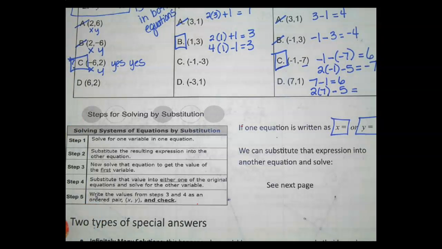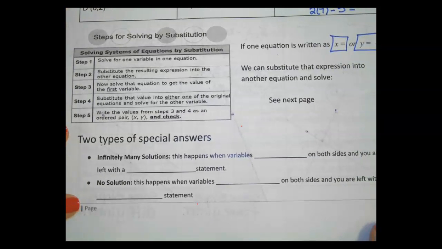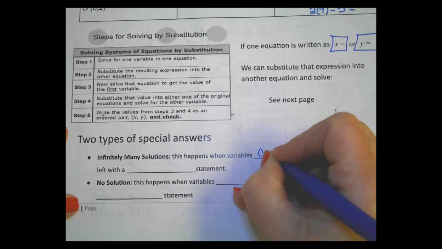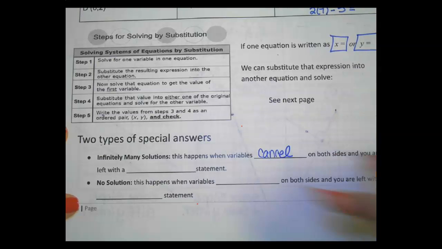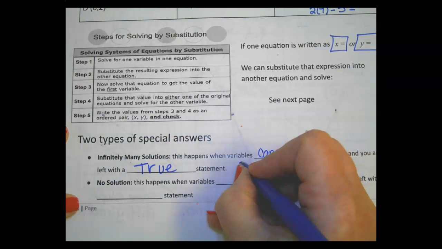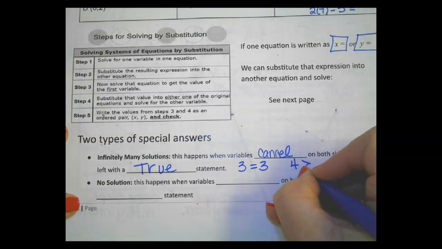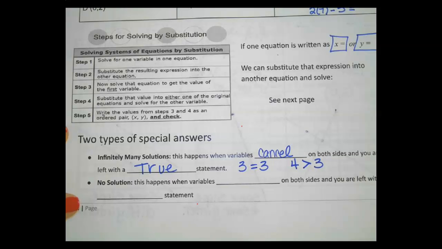So again, you can also have infinitely many solutions. This is when your variables cancel each other out and you're left with a true statement. A true statement would be 3 is equal to 3, or 4 is greater than 3. It doesn't matter as long as that end statement is true.